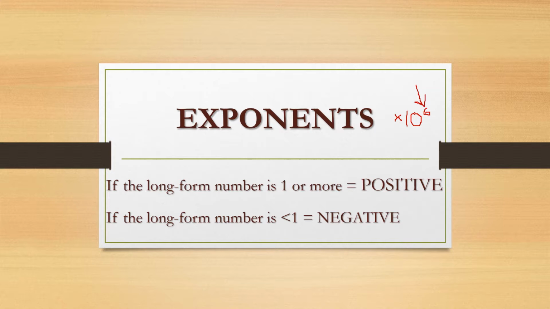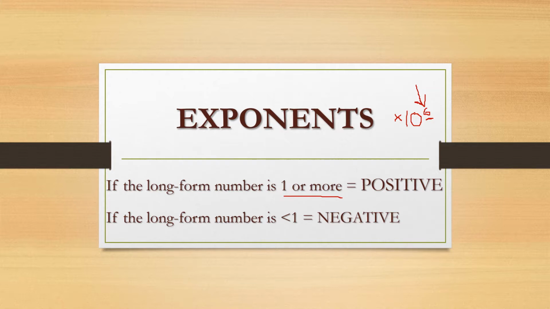Now, how do I know if this is supposed to be a positive 6 or a negative 6? Well, if the long form number, the standard number, is more than 1, then this exponent is going to be positive, just like it was in the example that we just did. It was positive 6. And the long form number that we were working with was 6,789,000. So obviously that's more than 1. So if it's more than 1, then the exponent is going to be positive.